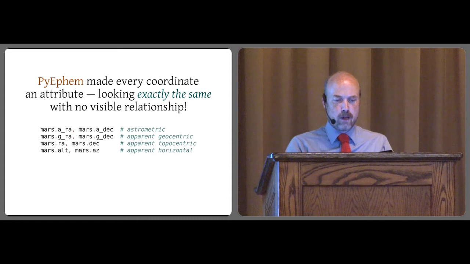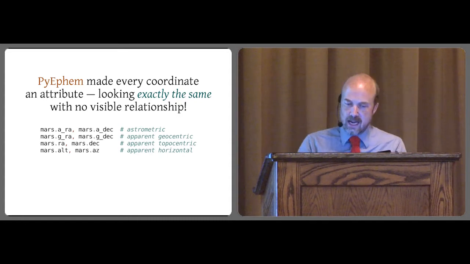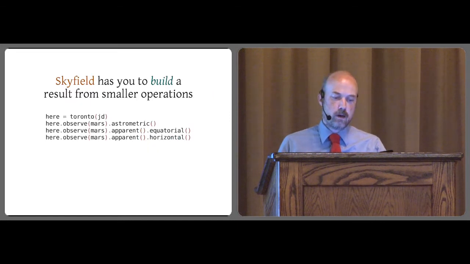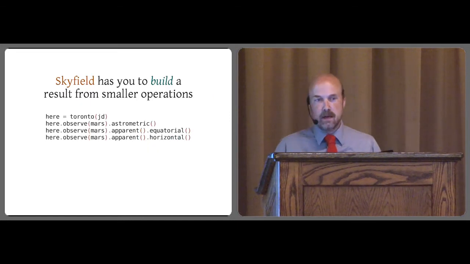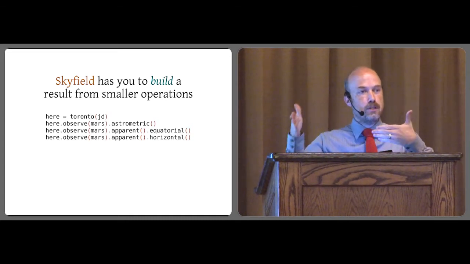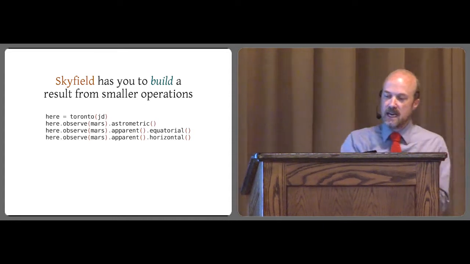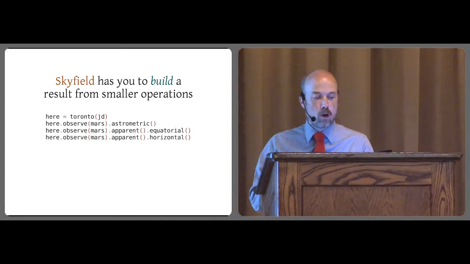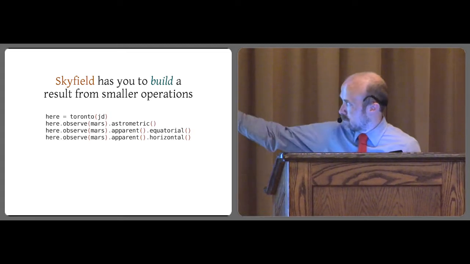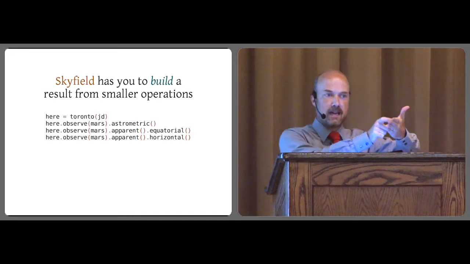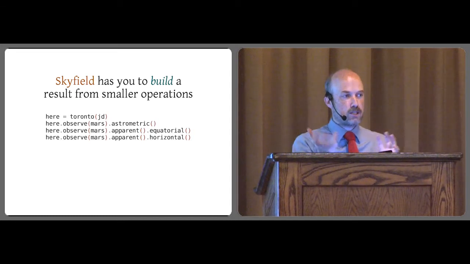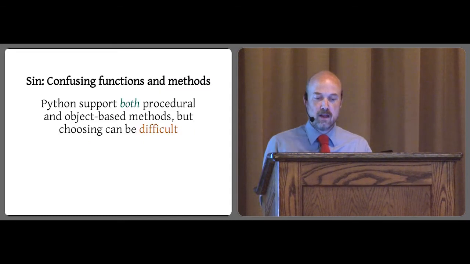PyEphem made every coordinate an attribute, looking exactly the same, all a flat attribute on the object with no apparent relationship. So Skyfield, instead of hiding all of the steps of doing a computation, has you spell them out as a series of cascading method calls so that it will be more obvious what the difference is between an astrometric and an apparent, for example, coordinate, because you'll see that extra steps are intervening before you can get the answer. This will help give me a structure for answering a lot of the common questions that wind up in my email box.